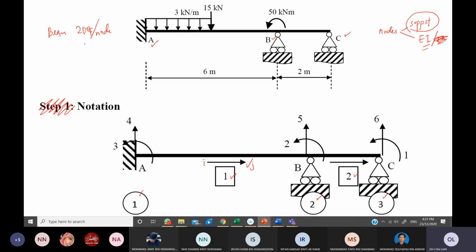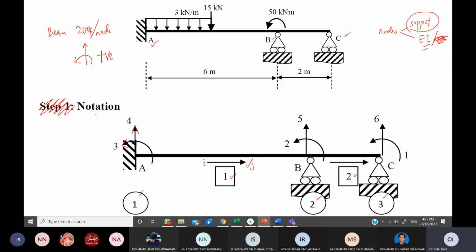And the DOF must be this one only for 2D, dealing with the vertical and also a rotation. So at each of the nodes, you need to place this DOF arrow. That is why at node 1 you have placed this arrow, if you can see that. At node 2 as well, at node 3 as well.